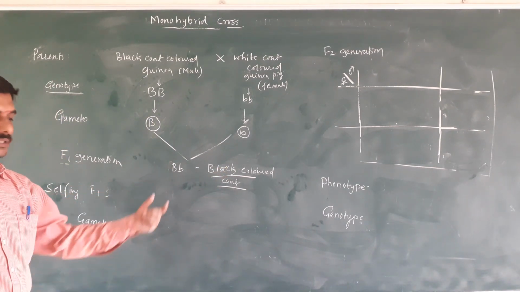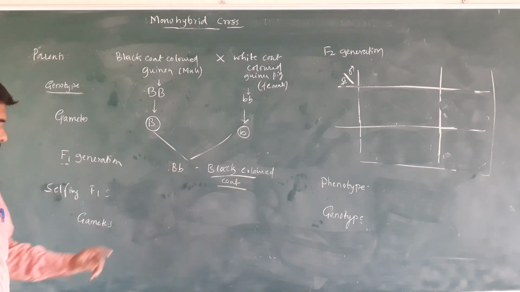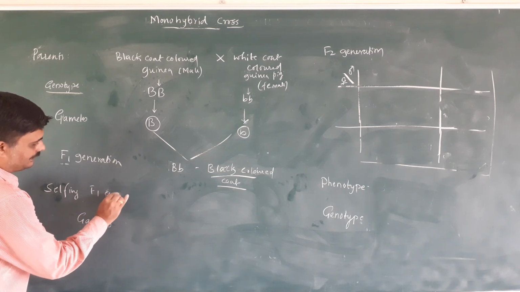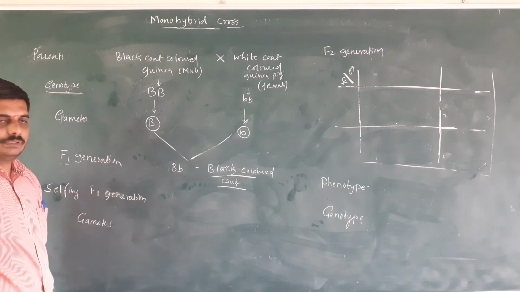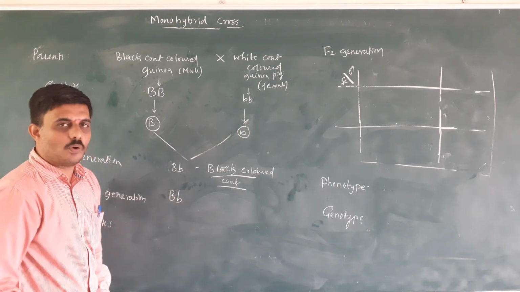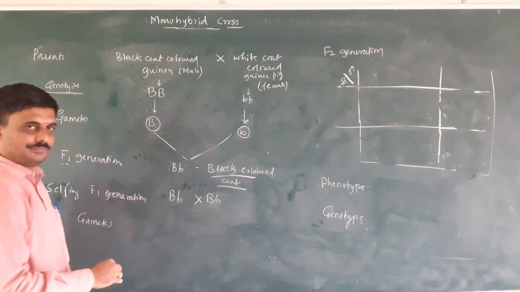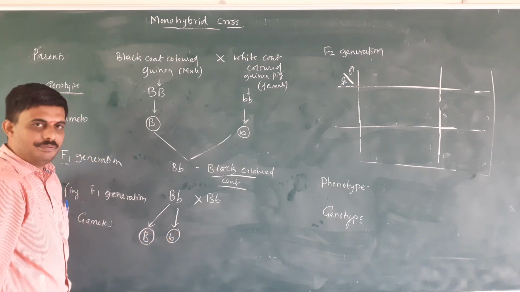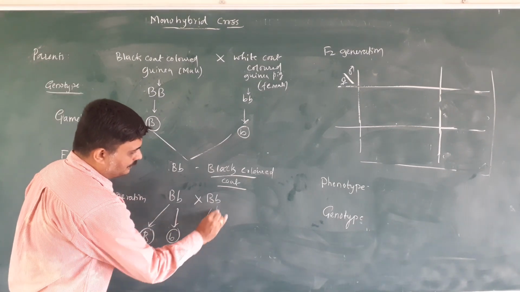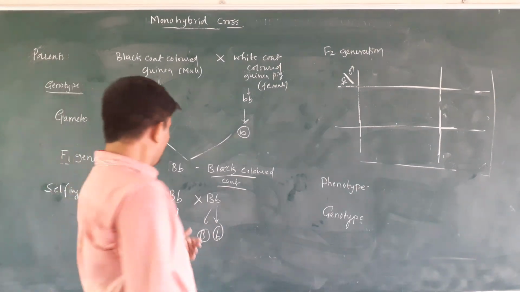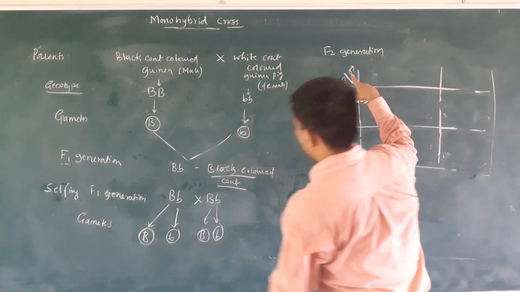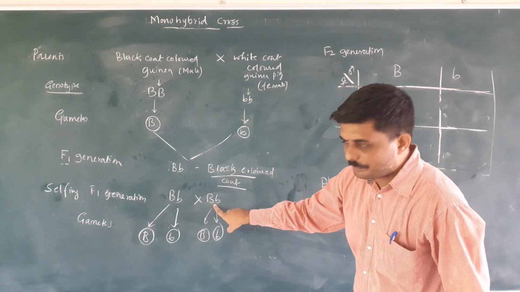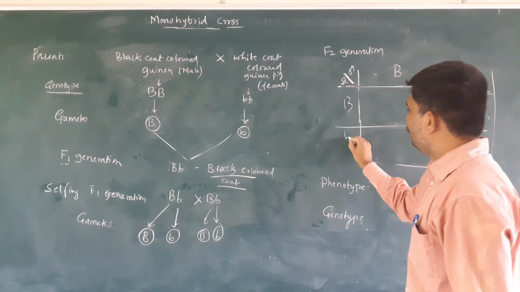Then comes selfing. The males and females of the F1 are crossed. It is called selfing of the F1 generation. That is, capital B, small b is crossed with capital B, small b. Here two types of gametes are produced, capital B and small b. Here also two types of gametes are produced, capital B and small b. So the male has two types of gametes, which I am bringing here, and the female also produces two types of gametes, which I am bringing over here.